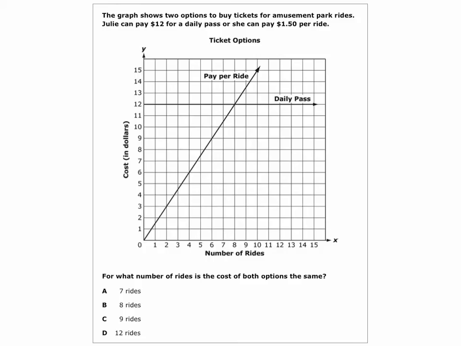So they're asking at which point on this graph are both options going to cost the same, and that's going to be this point where they intersect. Now this is only asking me for the number of rides. The number of rides is shown on the x-axis, so the corresponding x value for this point is going to be 8. So my answer is B. It's going to be $12 to ride 8 rides, regardless of how she pays. If she wanted to ride less than 8 rides, then it would be cheaper for her to pay the $1.50 per ride. But if she wanted to ride more than 8 rides, then it would be cheaper for her to get the daily pass.